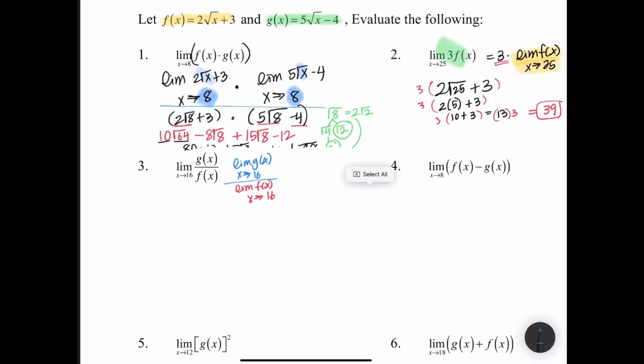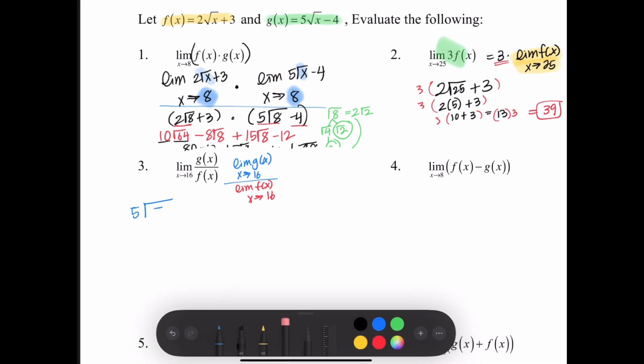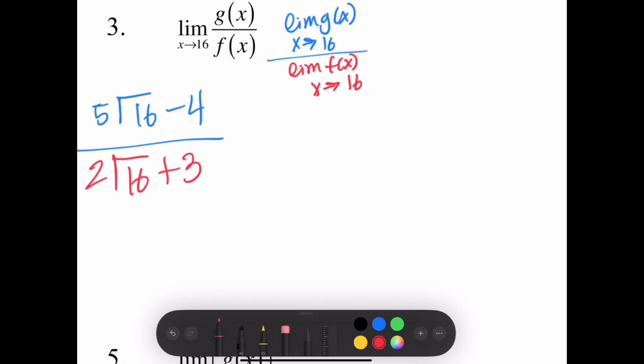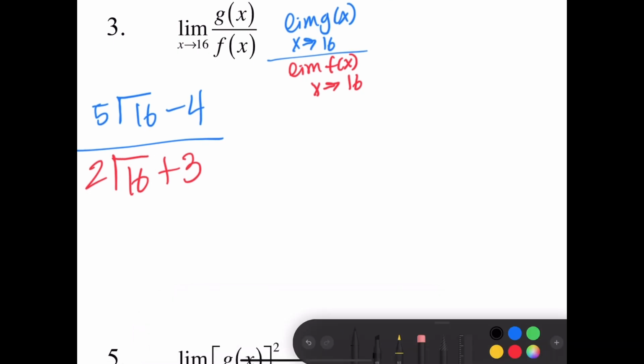And my equation for g of x is 5 radical x, okay, minus 4. And I'm going to evaluate that at 16. So instead of x, I'm plugging in 16. Okay, and that's going to be divided by the limit of f of x. And also at 16. Okay, so let me zoom in a little bit. There we go. So now I'm going to go ahead and evaluate these.